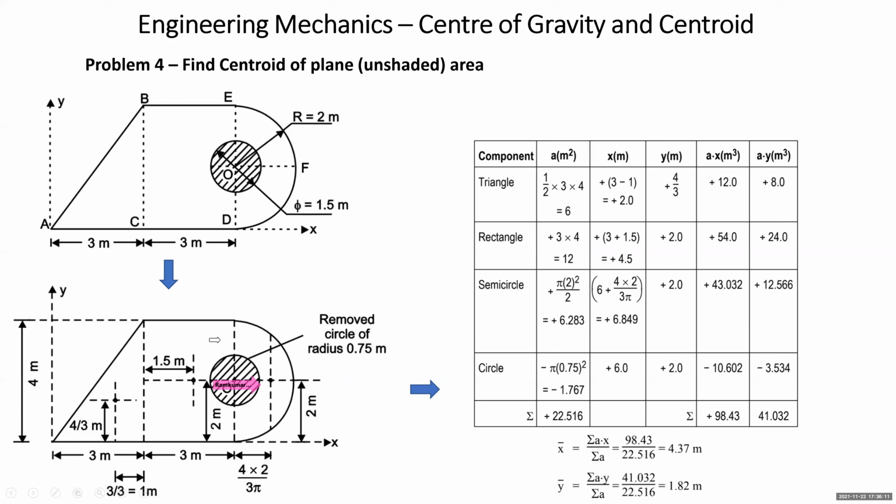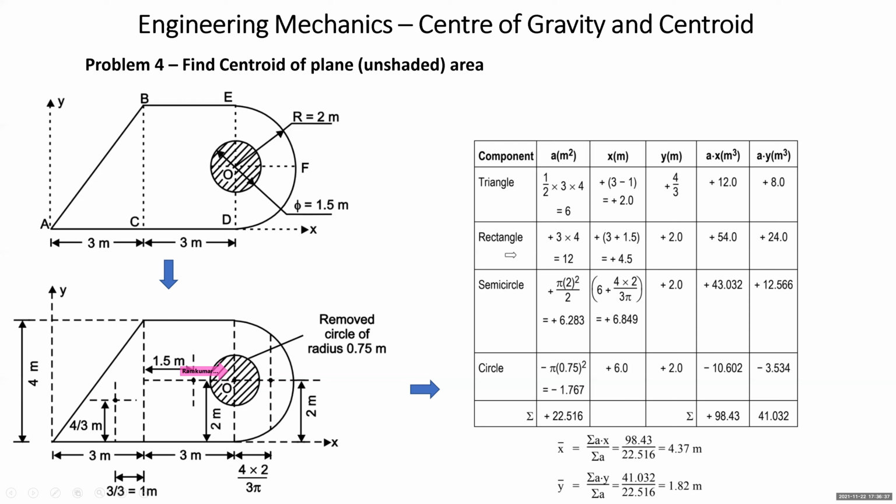Then we come to this circle. It's a removed area to be subtracted, so we are taking minus pi r square. R is 0.75. Now this circle's coordinates are to be measured. This circle is right of the y-axis, so the x coordinate is positive. 3 plus 3 will be its x coordinate. This point is right of the y-axis by 6 meters, so plus 6. For the y coordinate, this point is above the x-axis. What is that? Plus 2.